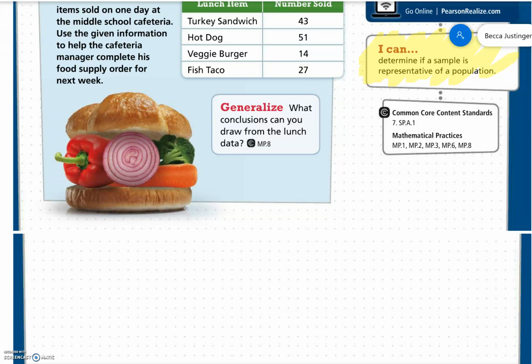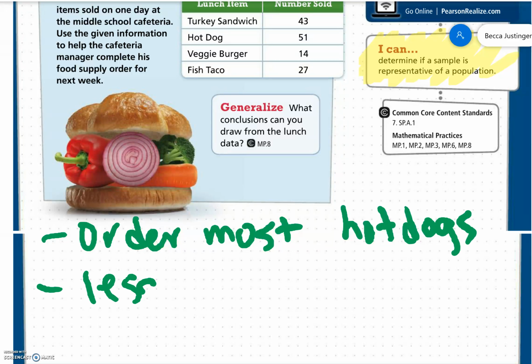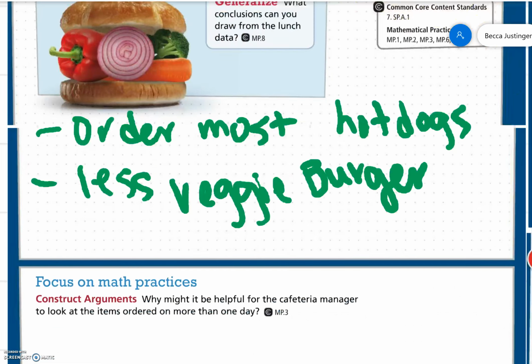Okay, so hopefully we got people that said we need to order the most hot dogs and less veggie burgers. You can tell that because you can see that hot dogs were the things that people bought the most, and veggie burgers were ordered the least. And you can put them in order. So hot dogs were the most popular, then the turkey sandwich, then the fish taco, and lastly the veggie burger.